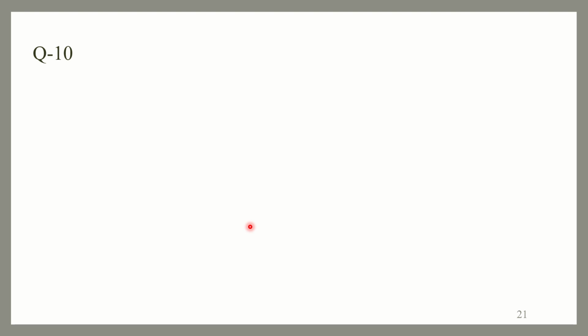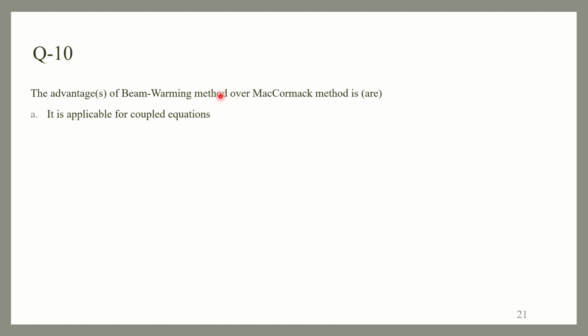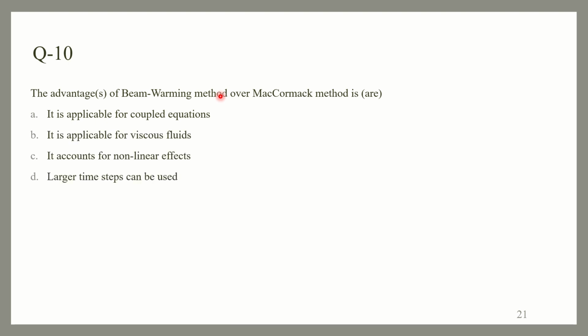So now we go to question 10. It asks what the advantages of the Beam Warming method over the McCormack method are: it is applicable for coupled equations, it is applicable for viscous fluids, it accounts for nonlinear effects, or larger time steps can be used. The answer is option D, and I'll say why. Both methods are applicable for coupled equations, both are applicable for viscous fluids, and both account for nonlinear effects, so these are not advantages of the Beam Warming method over the McCormack method.